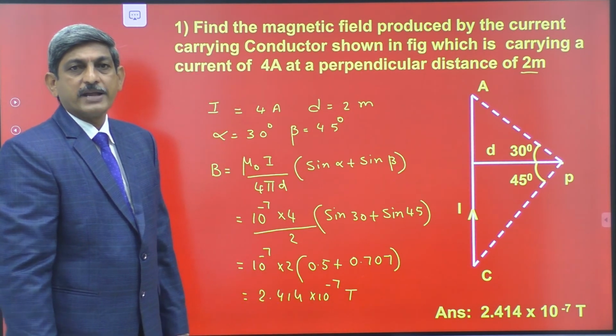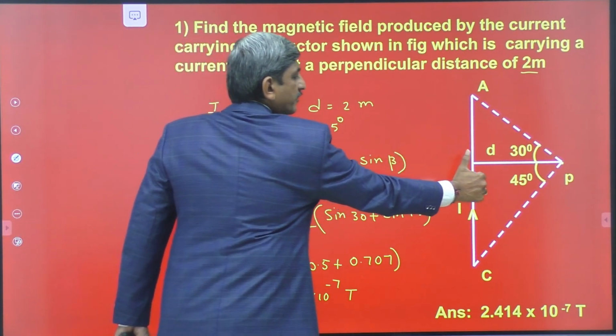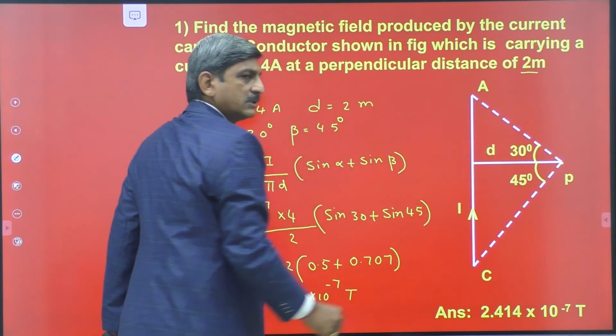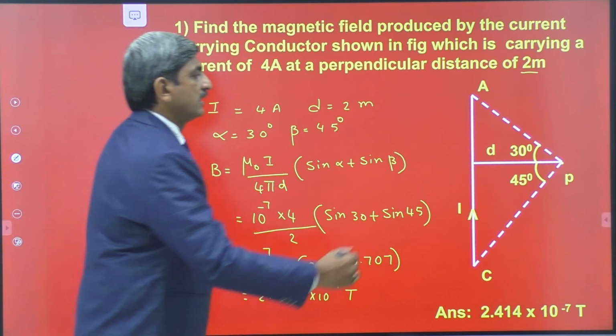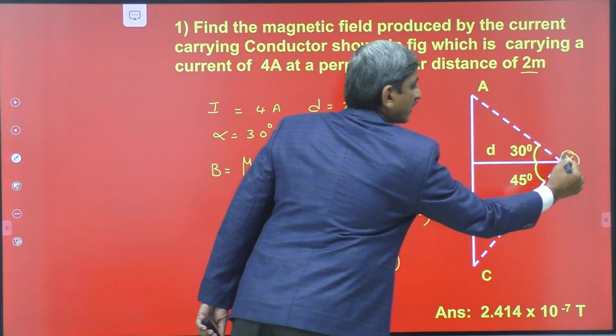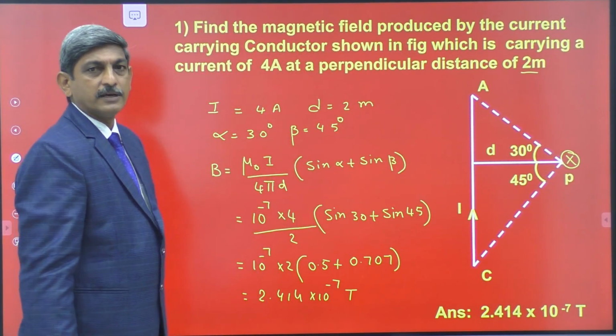What is the direction of the magnetic field? So point the thumb in the direction of the current passing through the conductor, and the curling fingers are entering into the board. That's why here the magnetic field produced by the wire acts inwards. It is perpendicular to the board and entering into the board. Right?